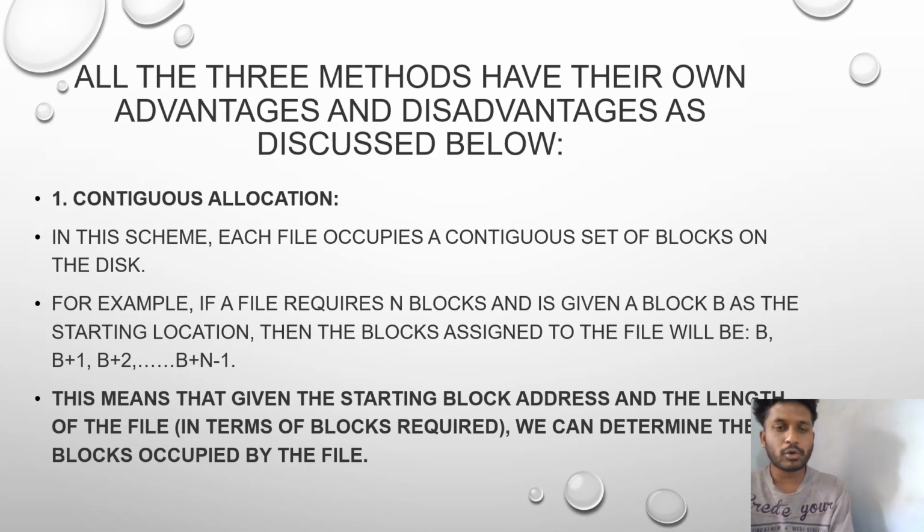From this slide, let's see about all the three allocation methods. Firstly, let's see about contiguous allocation. In this method, each file occupies a contiguous set of blocks on the disk. For example, if a file requires n blocks and the starting location given is block B, then the blocks assigned to the file will be B, B plus 1, B plus 2, up to B plus n minus 1. This means the starting block address and length of the file can determine the blocks occupied by the file.